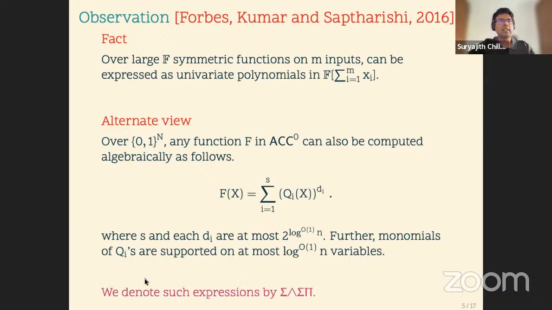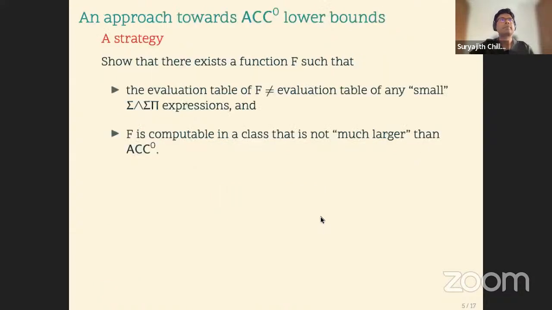We will call these expressions sigma power sigma pi. Basically, what it says is every function in AC0 can also be computed algebraically using sigma power sigma pi expressions. The sigma is a sum. This wedge that you can see is a power, and sigma pi is a summation of monomials. So this is a representation that we will henceforth use for expressions of the form sums of powers of polynomials.